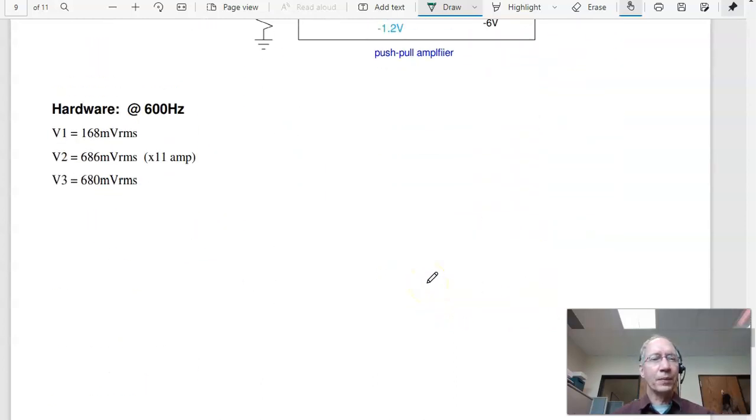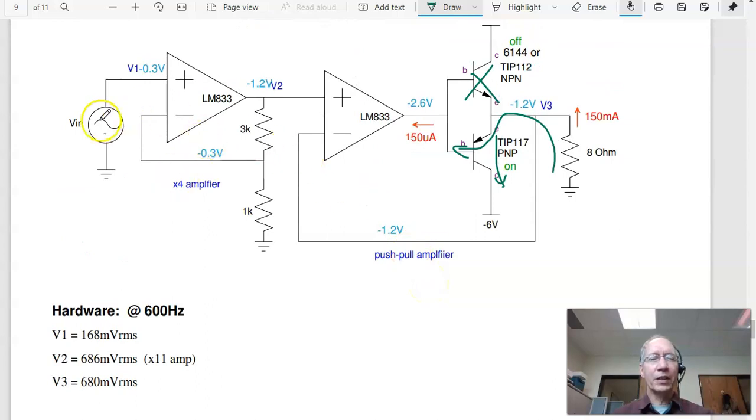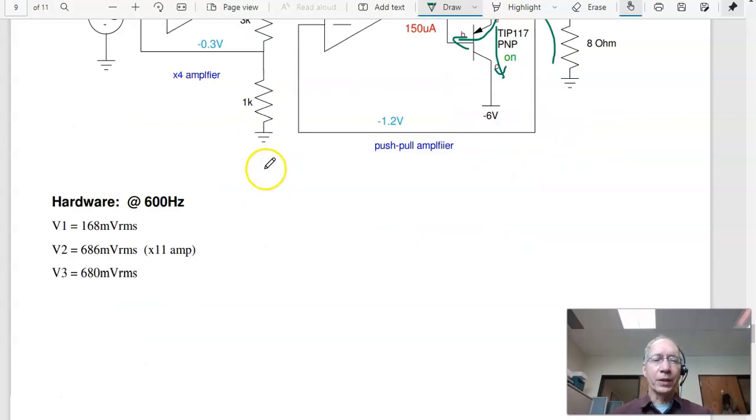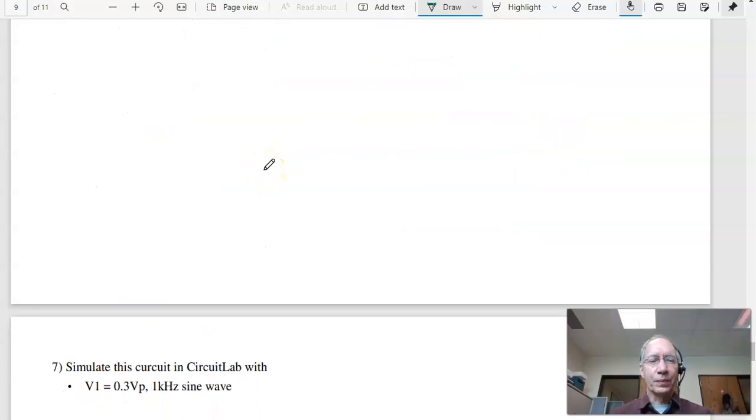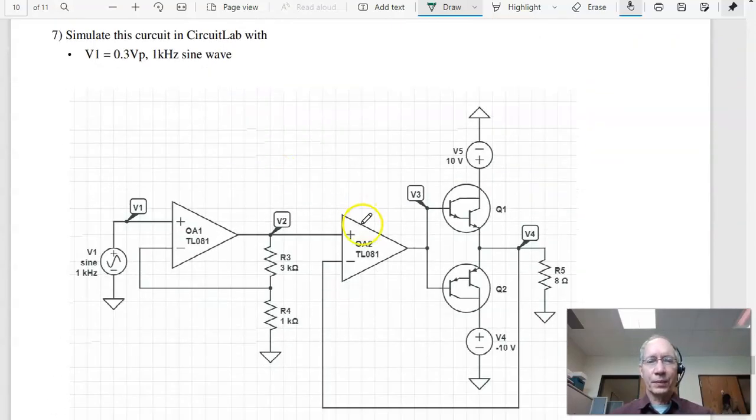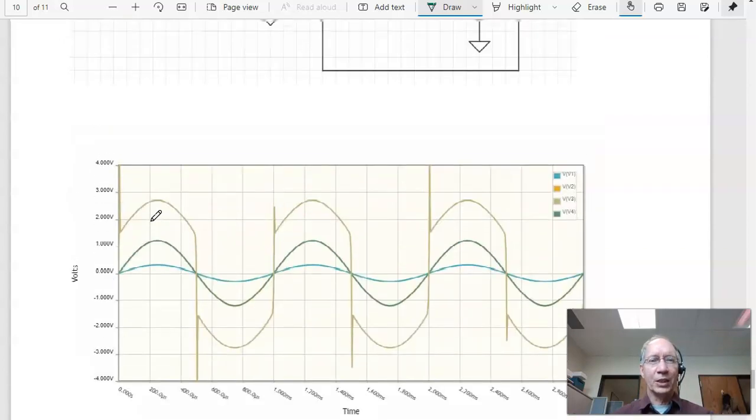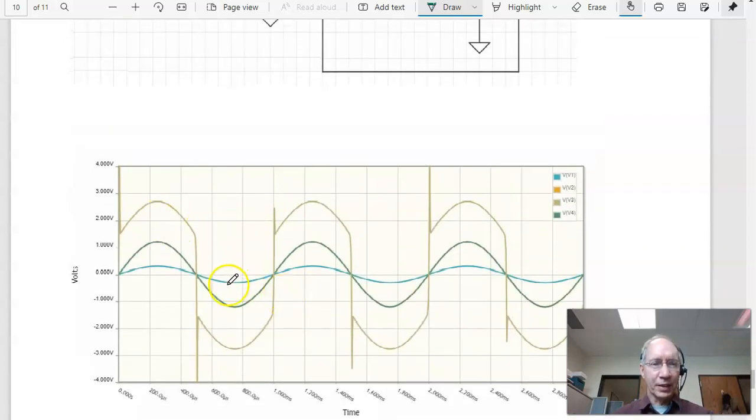In hardware, I can apply a sine wave in and measure the voltages. Again, sine waves are nice because I can take measurements with a sine wave. It's more fun with an audio signal, though. To simulate it, again, I'm going to use a sine wave as an input. Sine waves let you get some data. So let's use a 1 kilohertz sine wave at 0.3 volts peak. And here's what I see. Here's your Vin, that's X. Here's the output Y. Y is 4 times X.